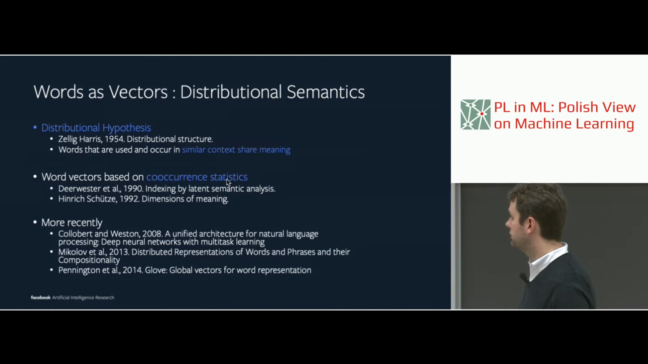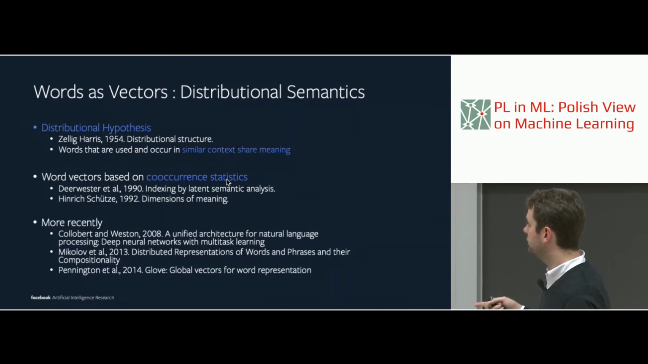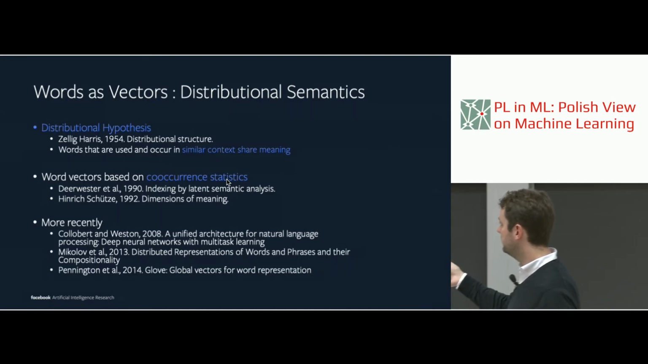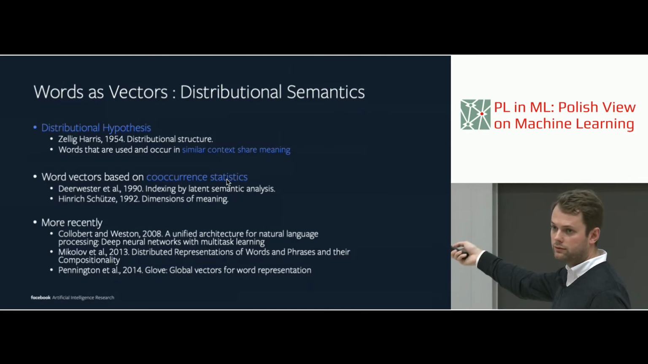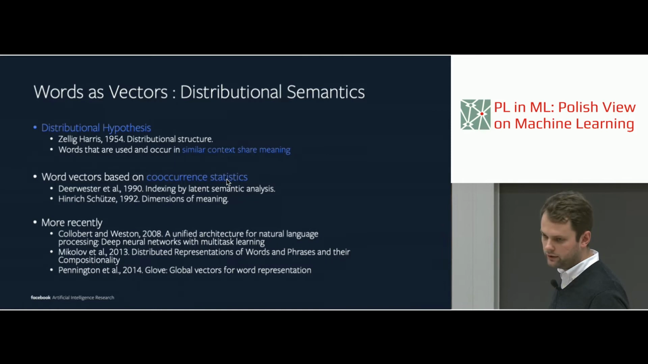Then this idea was applied more recently by the work of Collobert and Weston, Mikolov et al. with Word2Vec, or Pennington et al., which is GloVe. These are basically the most widely used word vectors that practitioners in NLP have been using.